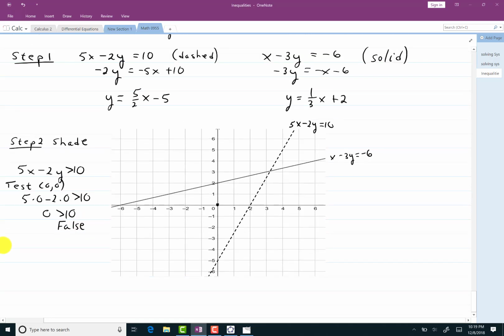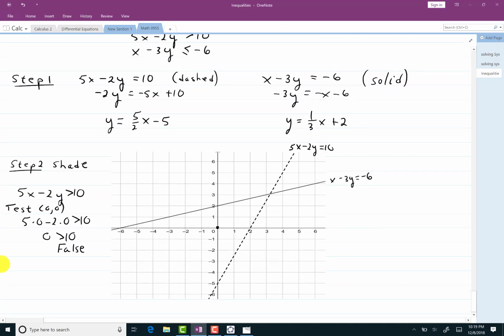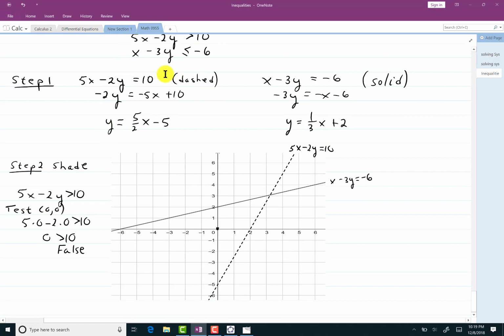So what that means is for the first line here, the dashed line, this one right here, the 0 greater than 10 being false means I have to shade on the opposite side of 0, 0. So I will shade downward underneath of that line.